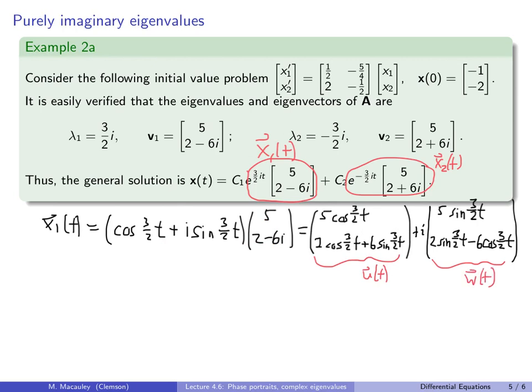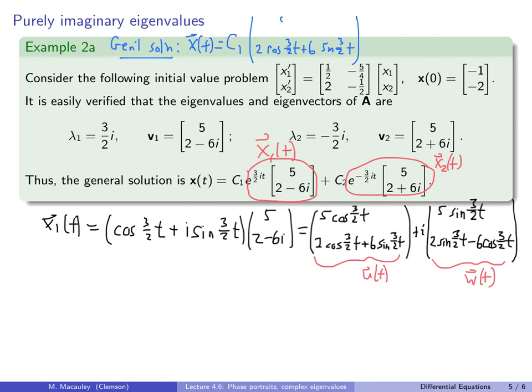So x1 we've written as u plus i times w. So the general solution, it's right up here, I'm going to save myself space to do the phase portraits on the bottom. General solution is x of t equals c1 times u, which is, let's just write that up, 2 cosine of 3 halves t plus 6 sine of 3 halves t.